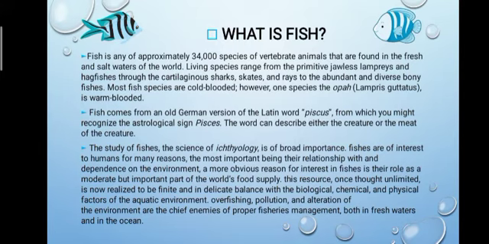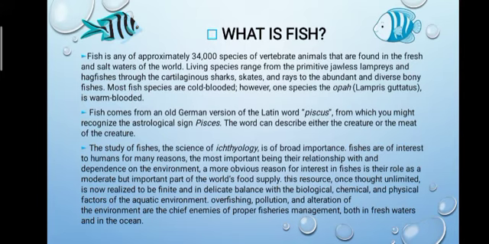Fish comes from an old German version of the Latin word piscus, from which you might recognize the astrological sign Pisces. The word can describe either the creature or the myth of the creature.